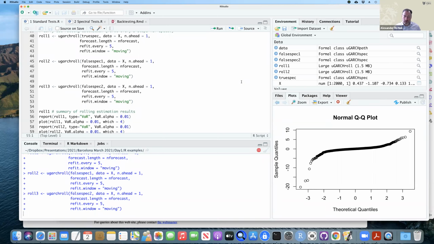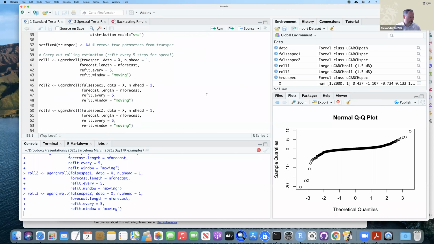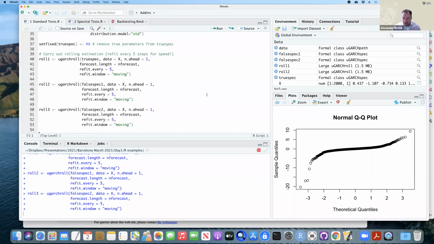So why roll? It's a rolling estimation. The window rolls through time. The window of data rolls through time, and we make a one step ahead prediction at every step. Okay, so the third roll is busy happening. Gives me time to take a quick drink.